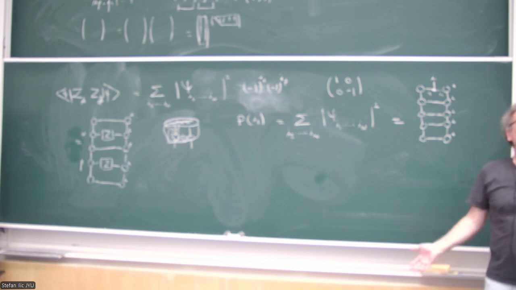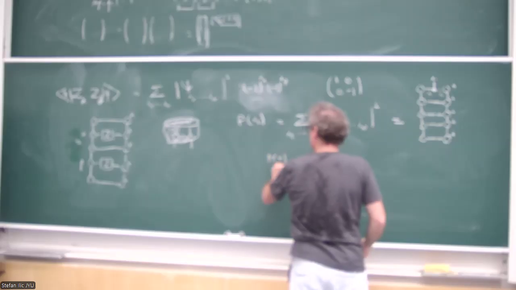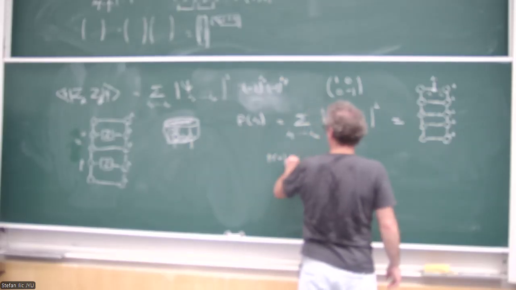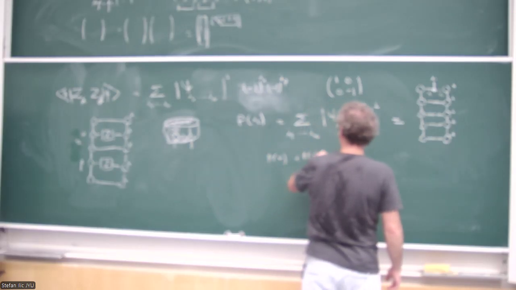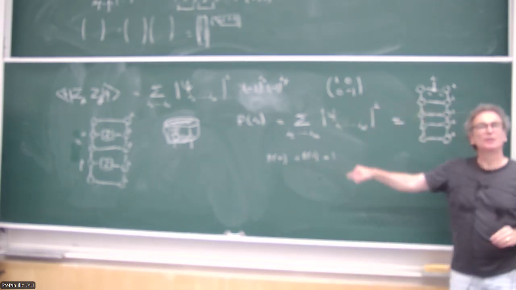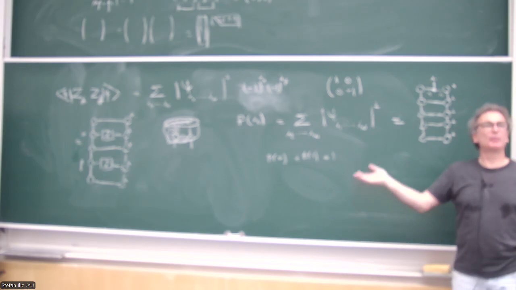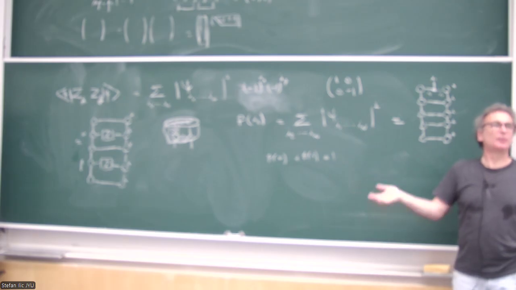Now let's say I calculate P of 0. Anyway, P of 0 plus P of 1 is equal to 1. So I just need one of the two, but it's a good test to check that you still have something normalized. And then I throw a random number between 0 and 1. If it's smaller than P of 0, then I say my first qubit is 0. If it's bigger, then my first qubit is 1.